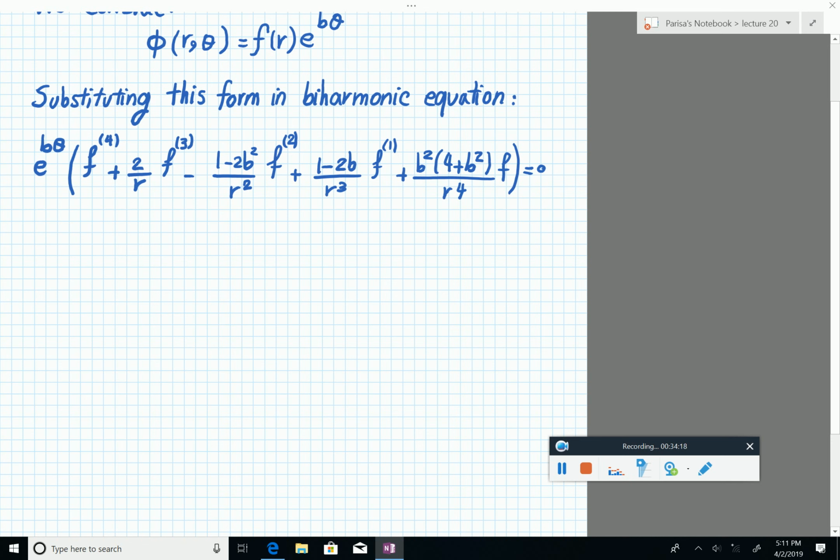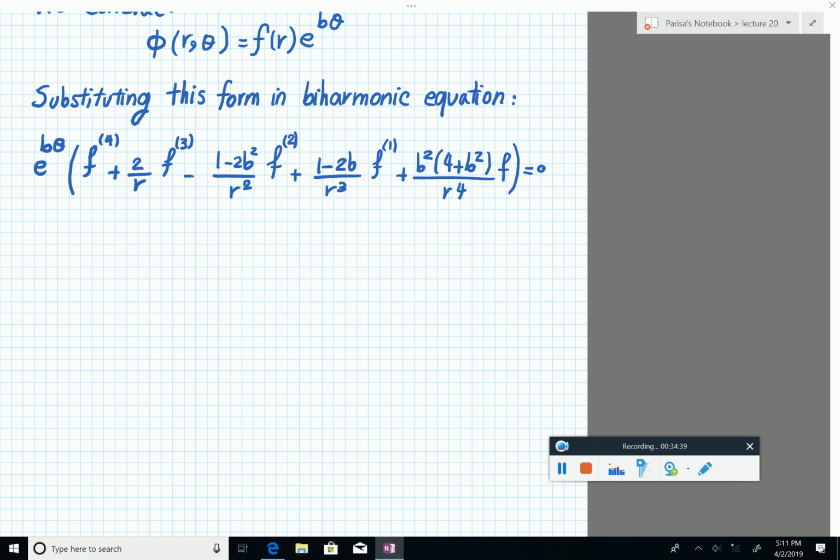So if you substitute this form of phi into the biharmonic equation, and you are welcome to check, you can use MATLAB, Maple, just plug this in, and you will see that you are going to get a form like that.